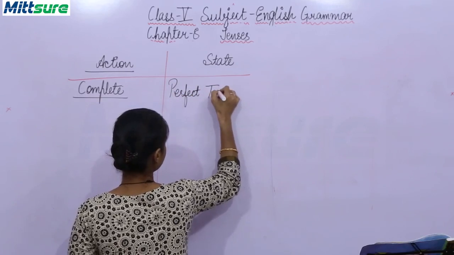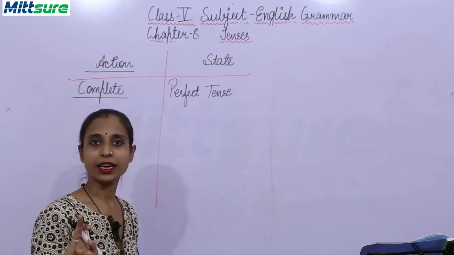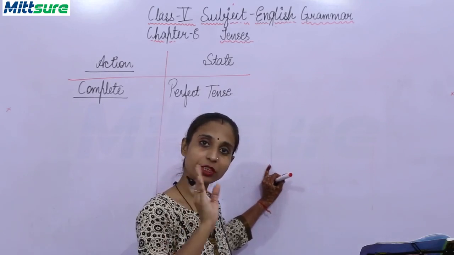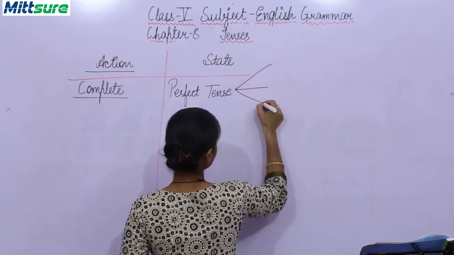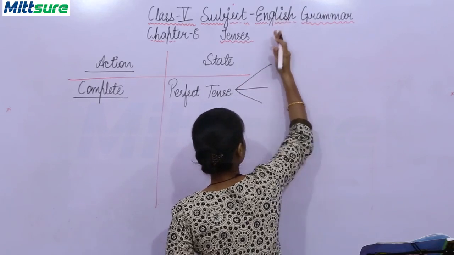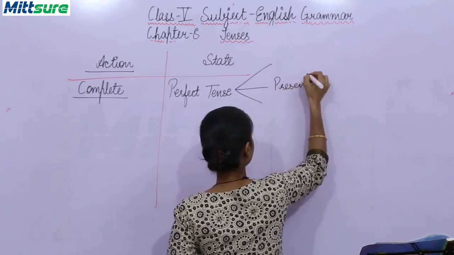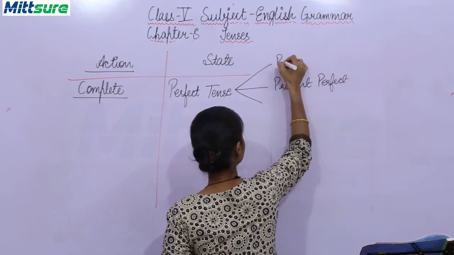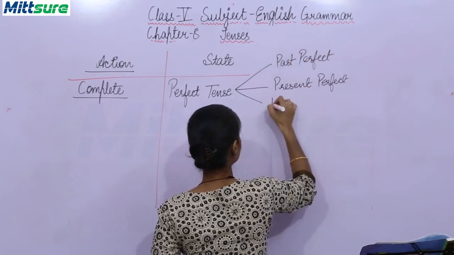Perfect tense. And how many times are there? I told you about something. We have divided time into three parts. So, what are the three parts? Present perfect, past perfect, and future perfect.